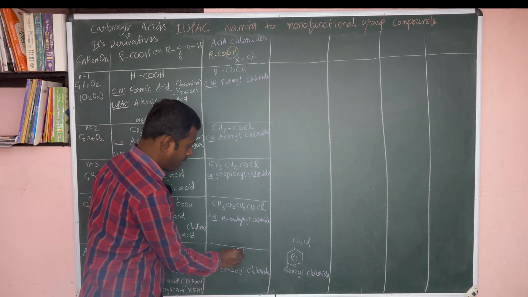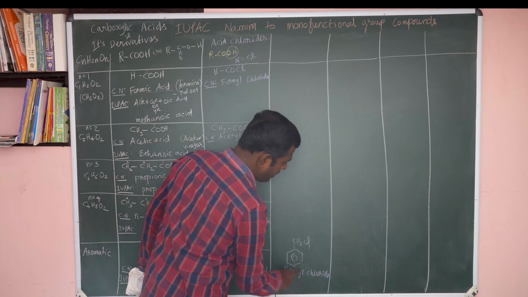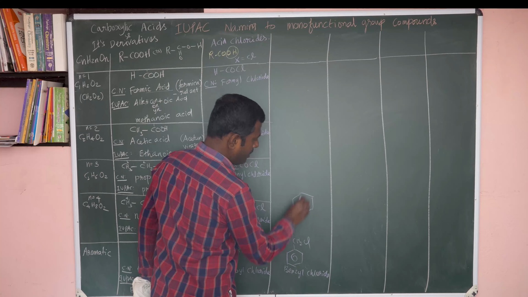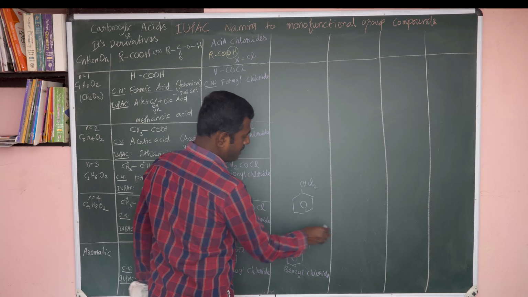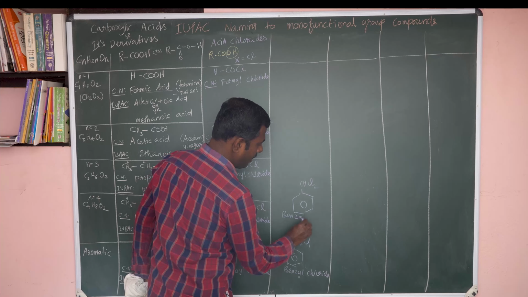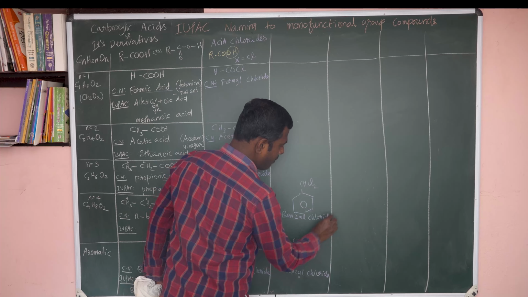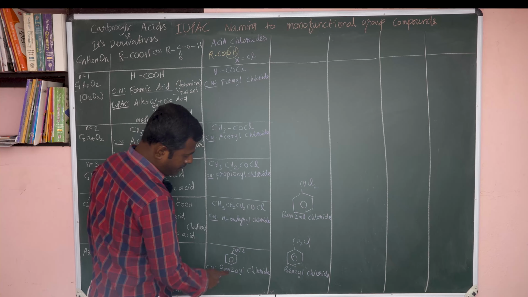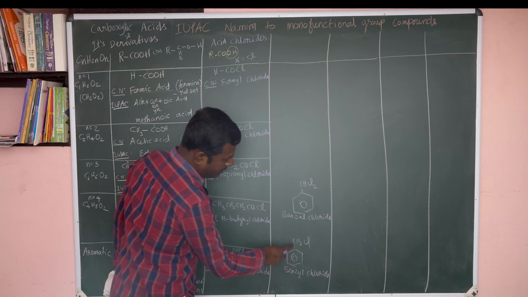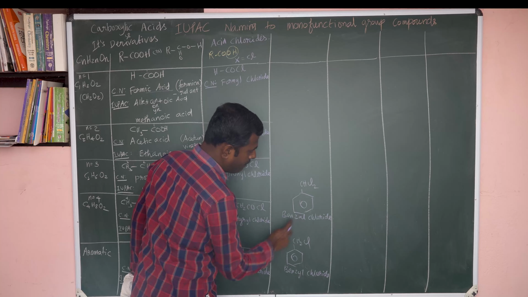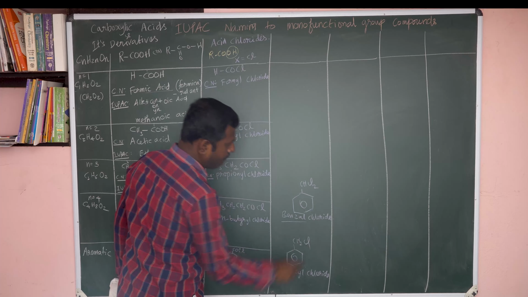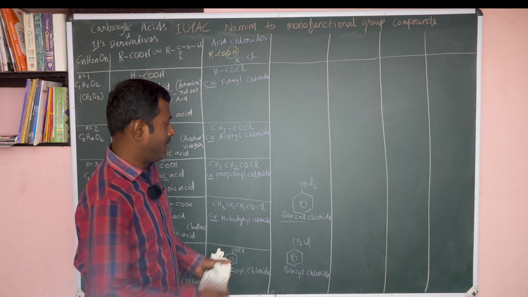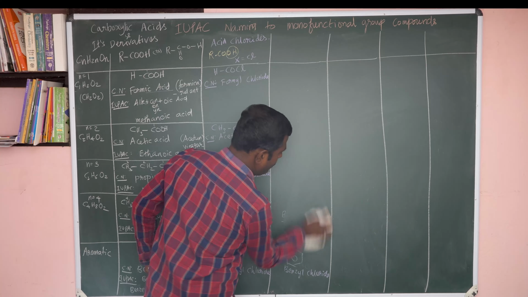Benzoyl chloride is an acid chloride, but benzyl chloride is an aralkyl halide, aralkyl chloride. If in the benzene ring CHCl2 is present, then this is called benzal chloride. So benzoyl chloride, benzyl chloride, benzal chloride. Benzene with the CO, benzoyl. Benzene with the CH2, benzyl. Benzene with the CH, benzal. Interesting, you know? Beautiful. Organic is beautiful always.